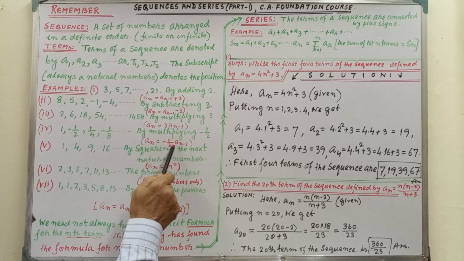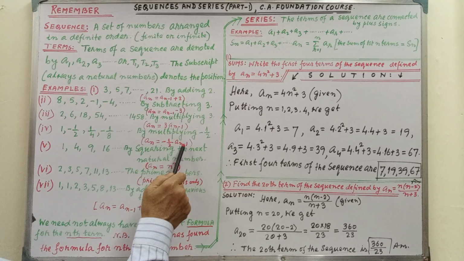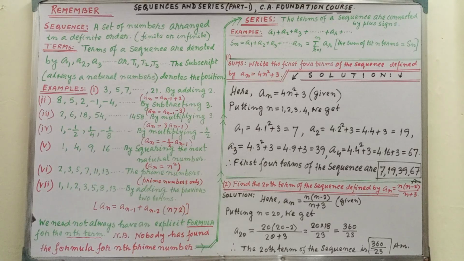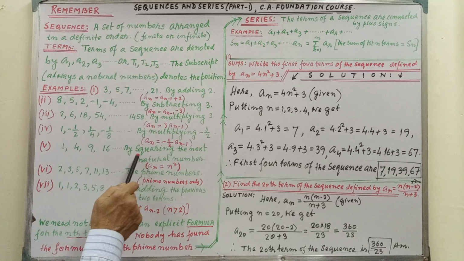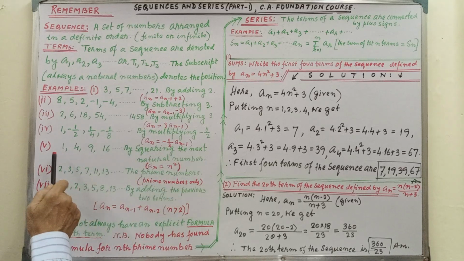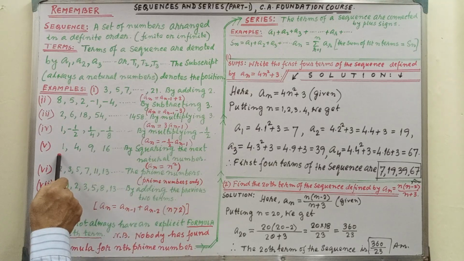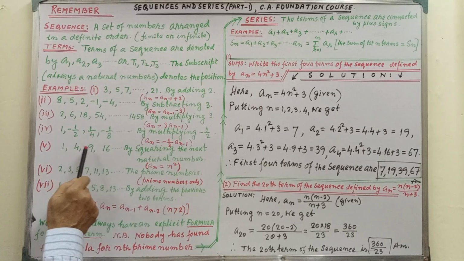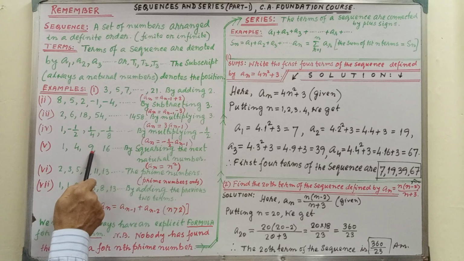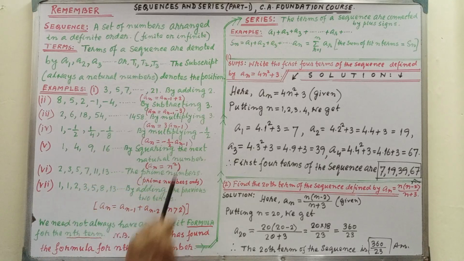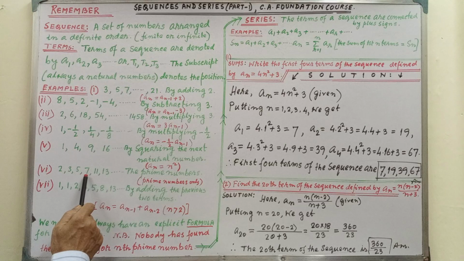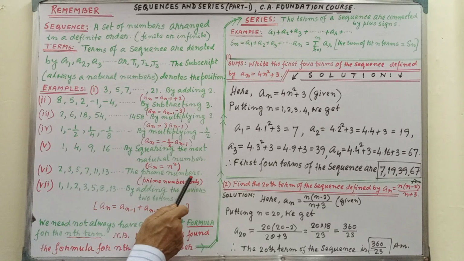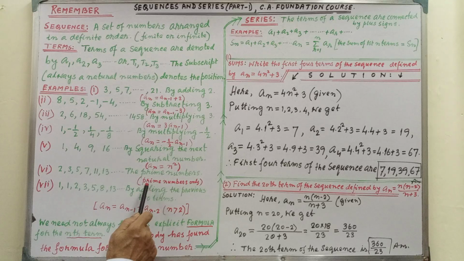And the nth term is a_n equals minus half into a_(n-1), the previous term. Next, by squaring the next natural number: 1, then the next natural number 2, 2 square, next natural number 3, 3 square is 9, next natural number 4, 4 square is 16. By squaring the next natural number, a_n equals n square. Next, 2, 3, 5, 7, 11, 13, the prime numbers. This is the prime numbers only, there is no nth term formula.